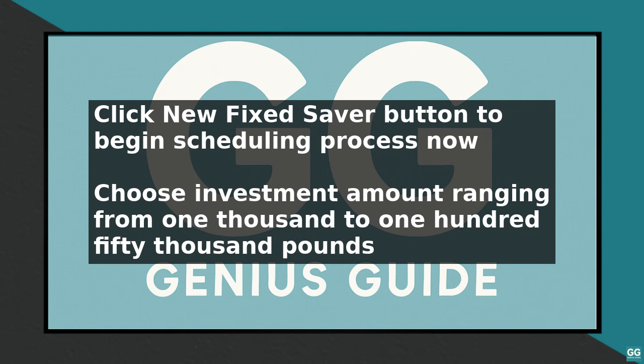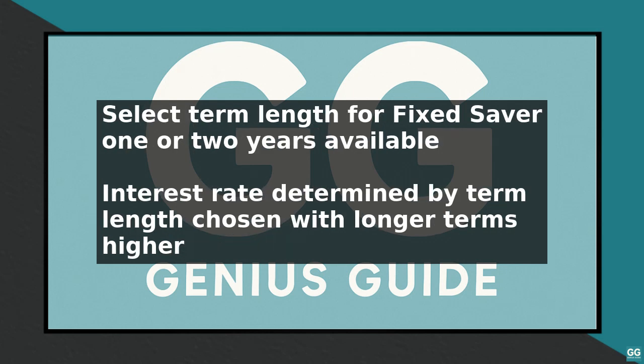After selecting your term length, you will be shown the estimated interest you will earn over the term, as well as the total amount you will receive at the end of the term. Once you are happy with your choices, click the Continue button to review the details of your fixed saver.